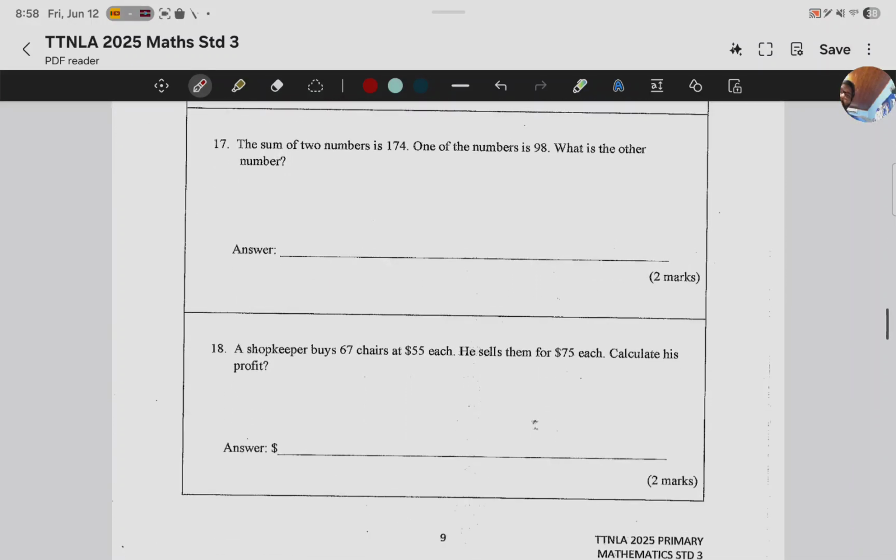The sum of two numbers is 174. One of the numbers is 98. What is the other number? Alright, so 98 plus some number will give us a sum of 174. To find out what the number is, it would be 174 subtract 98. Good. So 174 minus 98, and we're looking at 76.